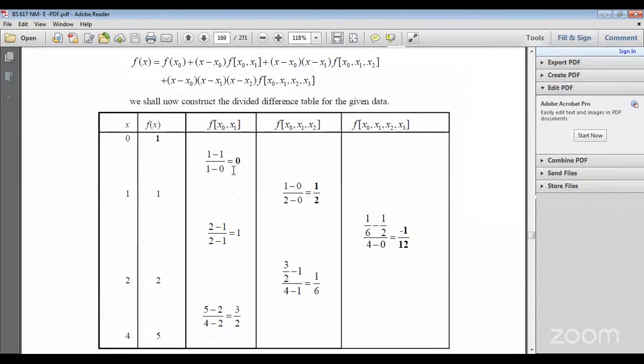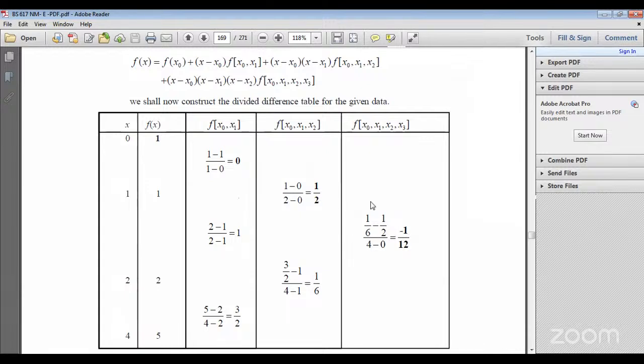Again we are taking here 1 minus 0. This is in between 2 and 0, so 1 by 2. This is 1 minus 3 by 2, which is 1 by 2, into 1 by 2 minus 3, that is 6. Then the division of 4 by 1. So 1 by 2 minus 1 by 6, minus 1 by 2, 6.